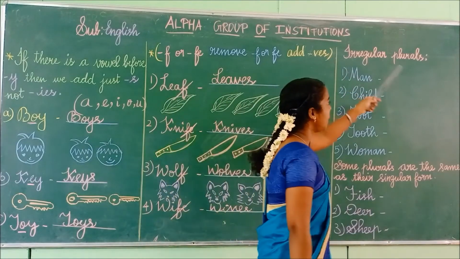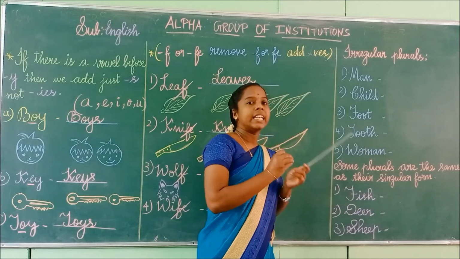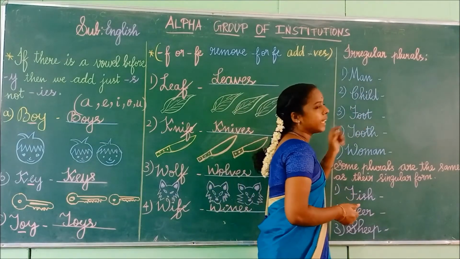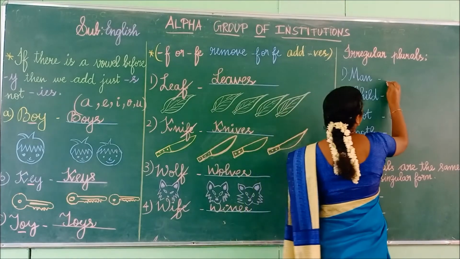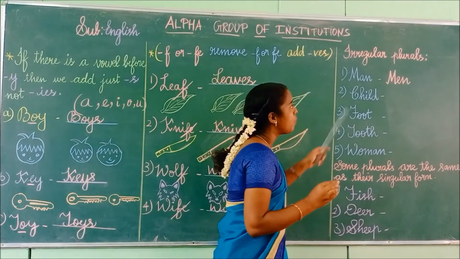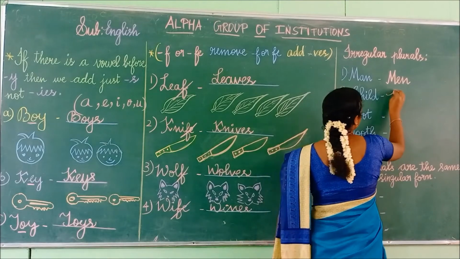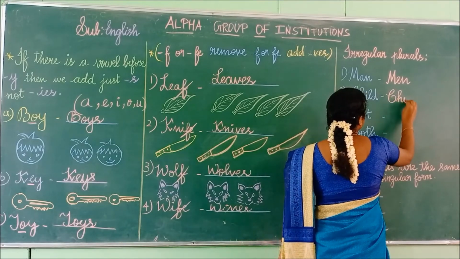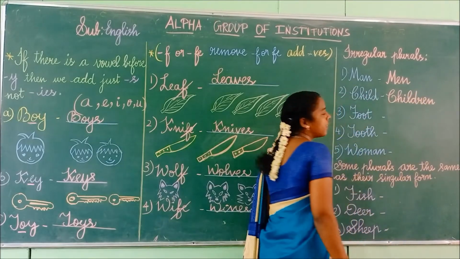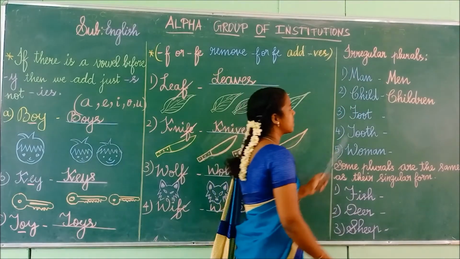Next, irregular plurals. Irregular plurals are nouns where you do not add S, ES or IES. M-A-N, the plural form of man is men. M-E-N, men. So it is formed in an irregular way. Child, the plural form of child is children. It is formed in an irregular way. That is why they are irregular plurals.